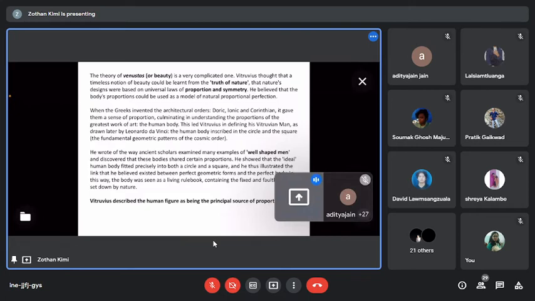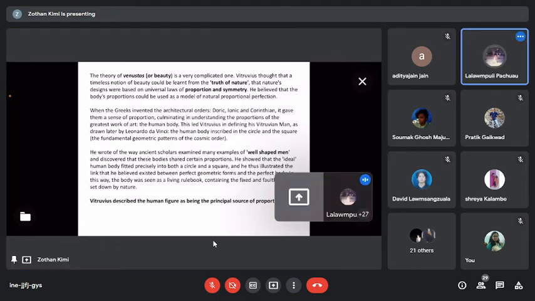The theory of Venustas, or beauty, is a very complicated one. Vitruvius thought that a timeless notion of beauty could be learned from the truth of nature, that nature's designs were based on universal laws of proportion and symmetry. He believed that the body's proportions could be used as a model of natural proportional perfection.